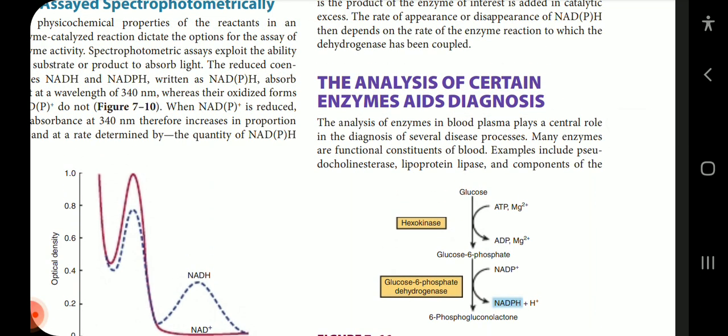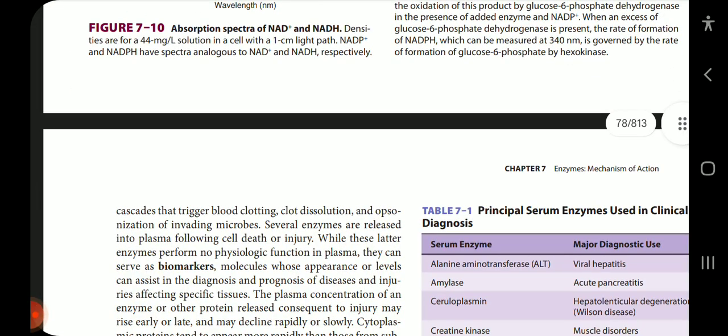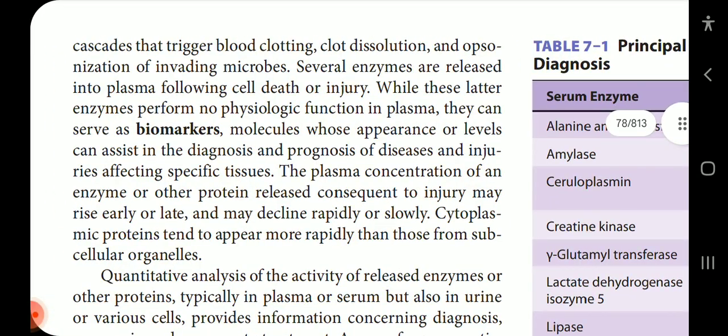Now, the analysis of enzymes in blood plasma plays a central role in the diagnosis of several disease processes. Many enzymes are functional constituents of blood. Examples include pseudocholinesterase, lipoprotein lipase, and components of the cascades that trigger blood clotting, clot dissolution, and opsonization of invading microbes. Several enzymes are released into plasma following cell death or injury. While these latter enzymes perform no physiologic function in plasma, they can serve as biomarkers, molecules whose appearance or levels can assist the diagnosis and prognosis of diseases and injuries affecting specific tissues.